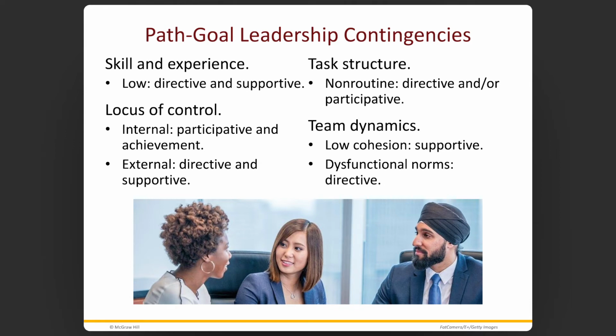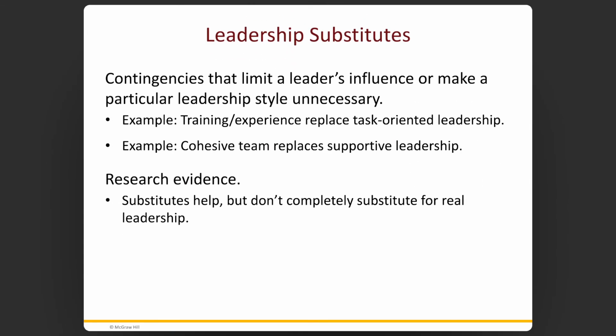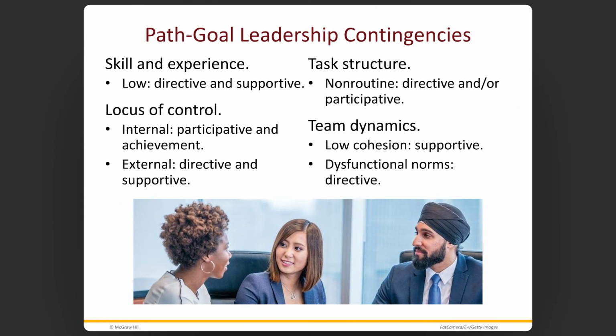What about team dynamics? Well, you've got low cohesion, you've got dysfunctional norms, and you've got high cohesion. When there's low cohesion, you must use a supportive style. When there are dysfunctional norms, you have to use a directive style to counteract that. Now, high cohesion with performance-oriented norms substitutes for more leadership interventions, if you think about that. And again, there's this evaluative piece to all of that. You really do have to evaluate and think about what is most important and what is needed.